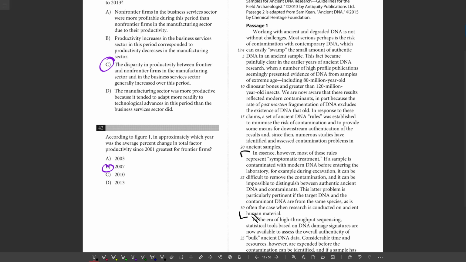It says, in essence, however, most of these rules represent symptomatic treatment. If a sample is contaminated with modern DNA before entering the laboratory, for example, during excavation, it can be difficult to remove the contamination, and it can be impossible to distinguish between authentic ancient DNA and contaminants. The latter problem is particularly pertinent if the target DNA and contaminant DNA are from the same species, et cetera. So even though in the previous paragraph they say that there are methods and rules that can try to minimize contamination, there are still problems that are not solved. This is not sufficient to fix the problem. When they say it's symptomatic treatment, in other words, you are addressing the symptoms of contamination, not the cause. And so the problem is not fully solved.